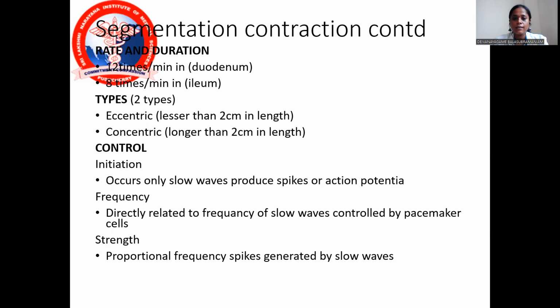And the control of this segmentation contraction: initiation occurs only when slow waves produce spikes or action potentials. Whenever there is an action potential over the slow wave, there will be production of the segmentation contraction. Its frequency is directly related to the frequency of slow waves and controlled by the pacemaker cells. And its strength is proportional to the frequency of spikes generated by the slow waves.